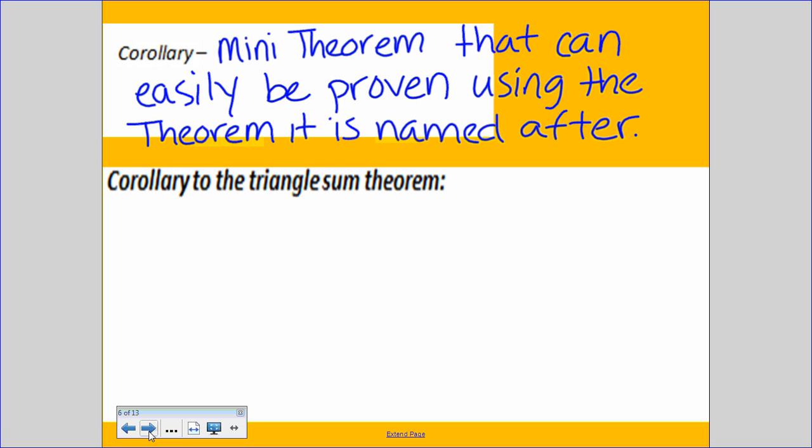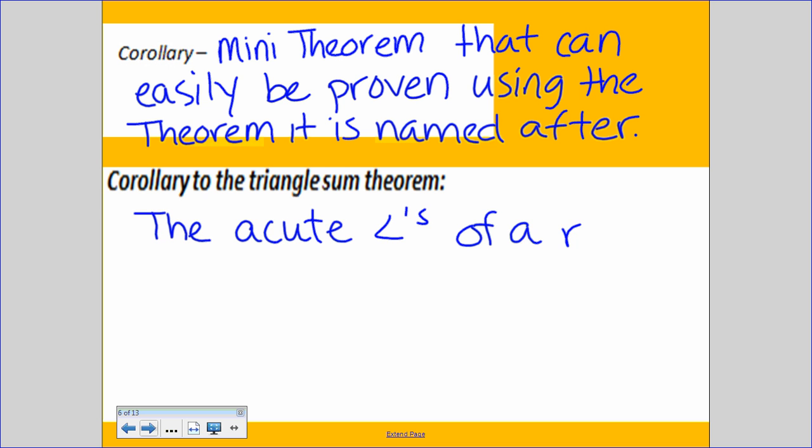So if you look at the next box, it says corollary to the triangle sum theorem. All your corollaries will be like that. It will say corollary to, and then name a theorem that we've already learned, because it's kind of like an addition to that theorem. It's like a mini theorem, a subset. So the corollary to the triangle sum theorem says the acute angles of a right triangle are complementary.